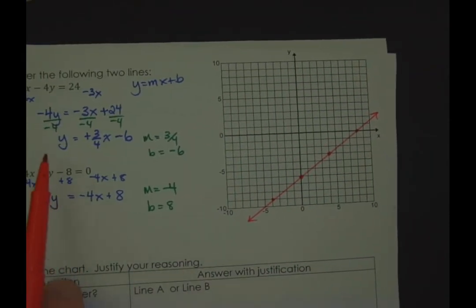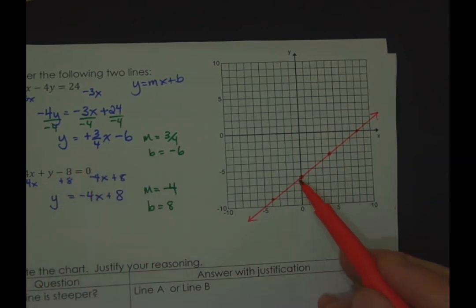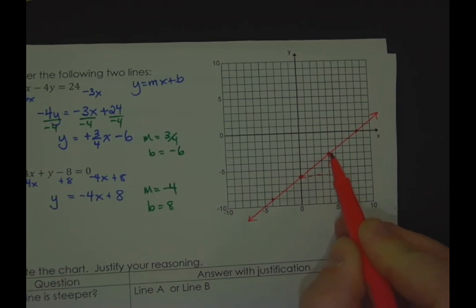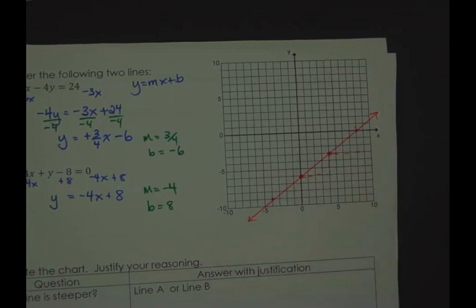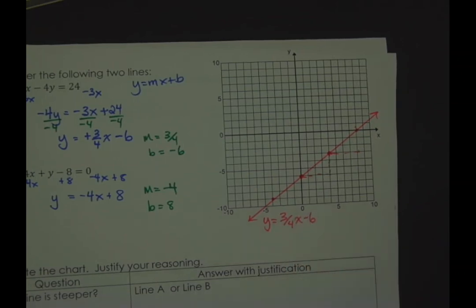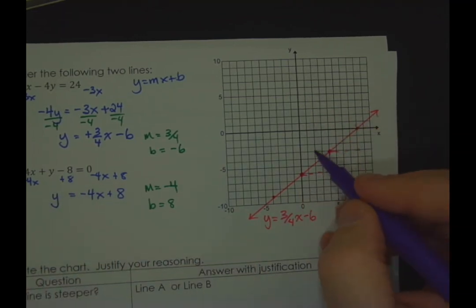All right, so I plotted my first one, y equals 3/4 x minus 6. Started here at negative 6, and then I had a run of 4, rise of 3, run of 4, rise of 3. All right, I'm going to use two different colors here. So this one's y equals 3/4 x minus 6. I'm going to use purple for this one.